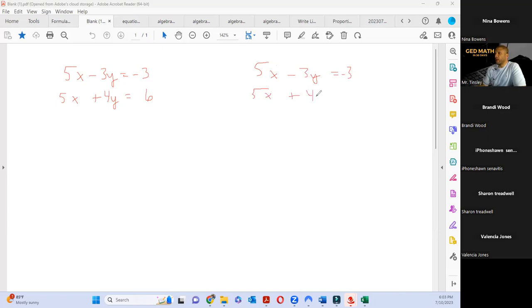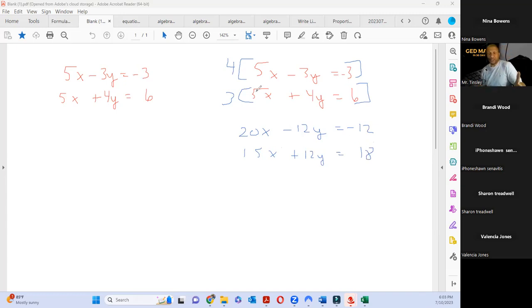Okay. I heard somebody say they would get rid of the X, and somebody say they would get rid of the Y. Me personally, I would get rid of the X. This is why. Remember, you want opposites. Well, there is no opposite here. So I would have to multiply this by 4 and this by 3, so I could get 20x minus 12y equals negative 12, and 15x plus 12y equals 18. So I would have to do 2 sets of multiplication in order to get rid of one of the variables.